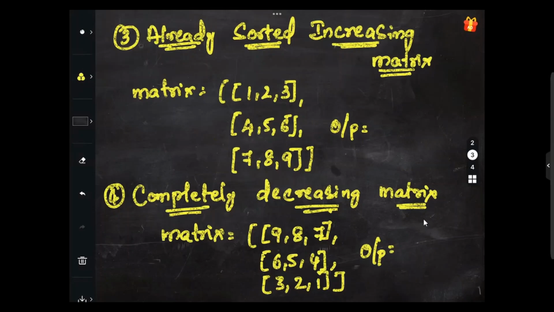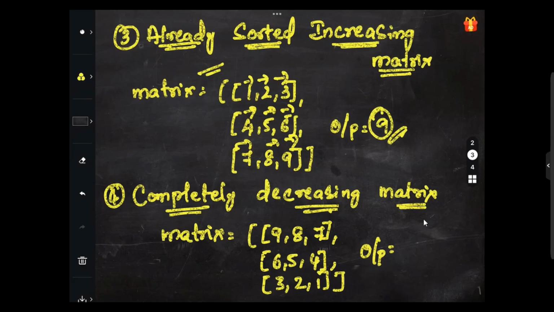Let's move on with the third edge case. We'll be considering an already sorted increasing matrix. Here the matrix I have considered is already sorted, meaning 1, 2, 3, then 4, 5, 6, then 7, 8, 9. So we are moving from one cell to the next. The output will be 9 in this case, right? So we can move in a sorted manner, getting a max path of 9.